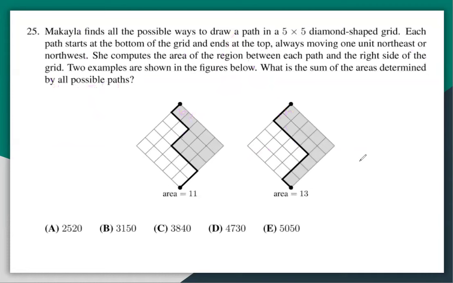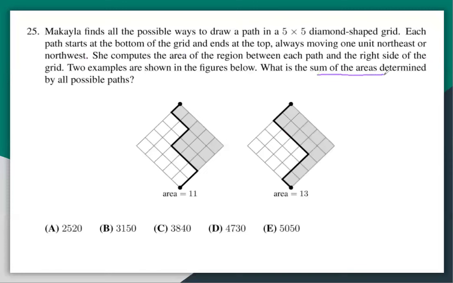So the next number, Michaela finds all possible ways to draw the path in this 5x5 diamond shaped grid. Each path starts at the bottom and ends at the top, moving 1 unit northeast or northwest. So she computes the area of the region between each path and the right side of the grid. So we are adding only the right side. 2 examples are given. What is the sum of all possible areas?